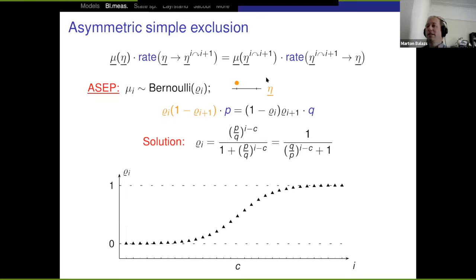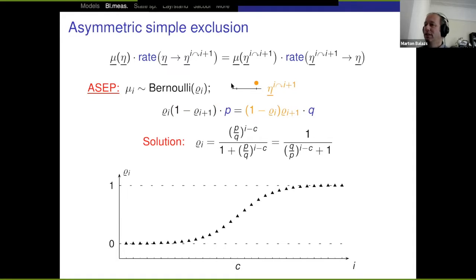So if you translate this detailed balance equation and you cancel out all the terms that you're not interested in, namely every site outside I and I plus 1, then you just really have the components of this product Bernoulli at I and I plus 1. So the only way you can have a right jump is that you have a particle at I and nothing at I plus 1. The probability of that is rho I times 1 minus rho I plus 1. The jump rate is p, and when you do the jump, then that's the new state.